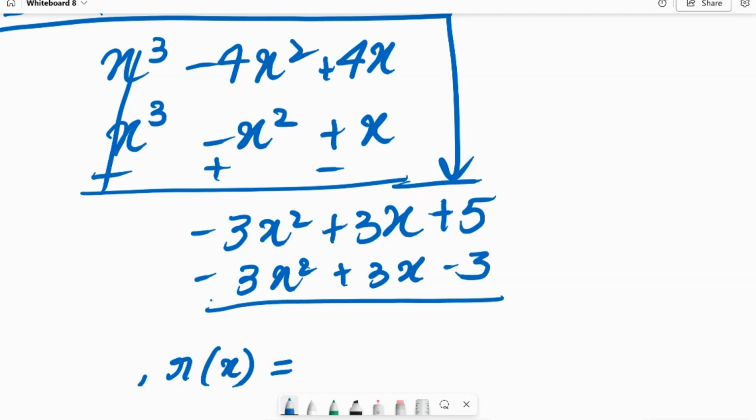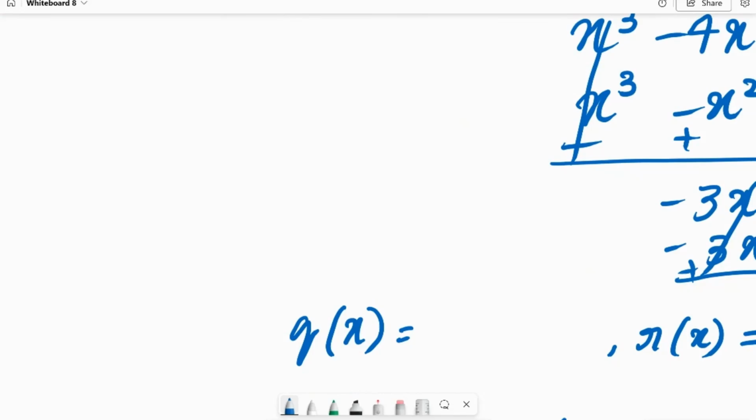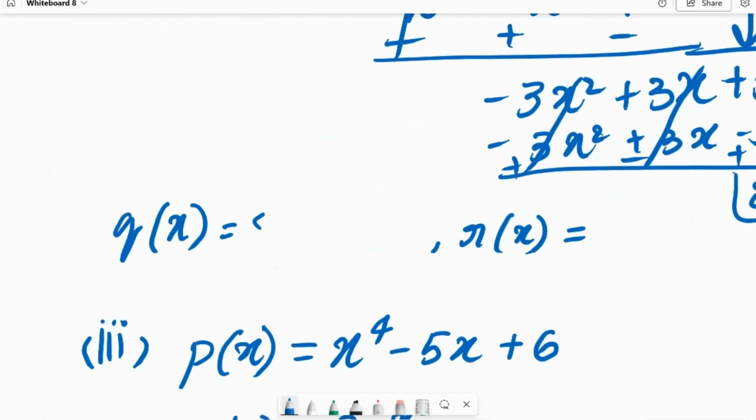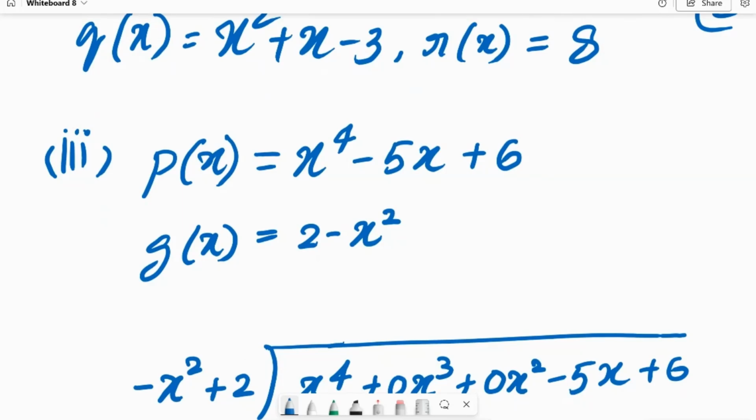So change the signs. This would be plus, this would be minus, and this would be plus. 3x square plus 3x square 0. 3x minus 3x 0. And 5 plus 3 is 8. So q of x, what we get here? Q of x equal to x square plus x minus 3. And remainder we got is 8. So let's see the last one.